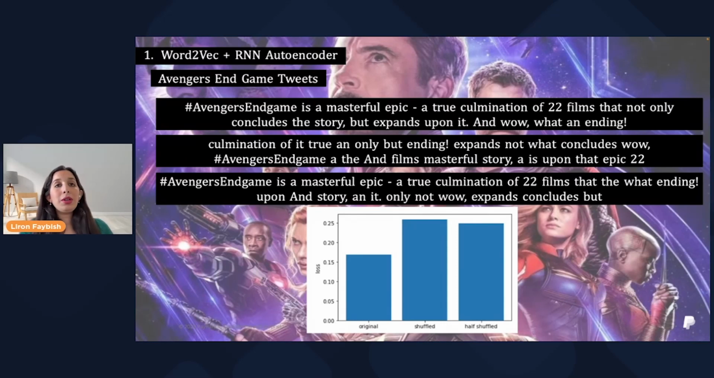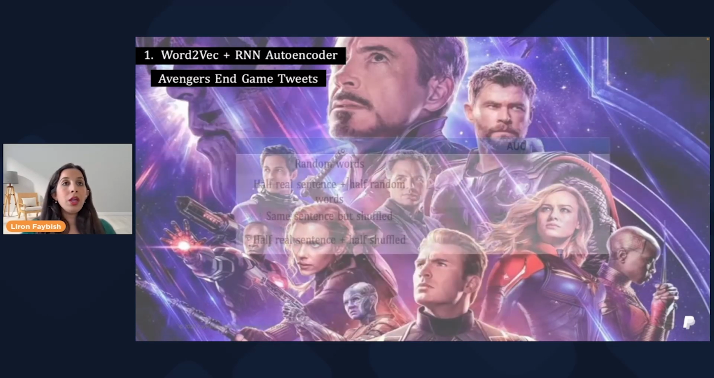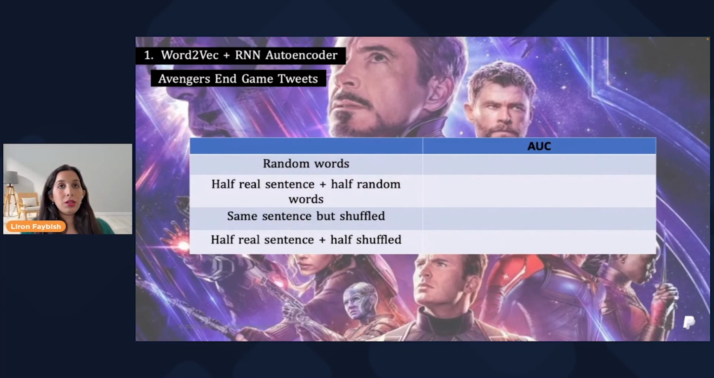We did the same experiment with 1,000 sentences, and we calculated the loss compared to the original sentences. We considered four scenarios: sentences consisting of random words, sentences consisting of half real sentence and half random words, the same sentence but shuffled, and half real sentence and half shuffled. And we calculated the AUC.